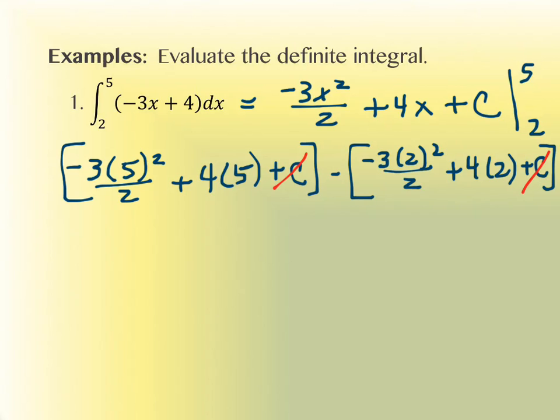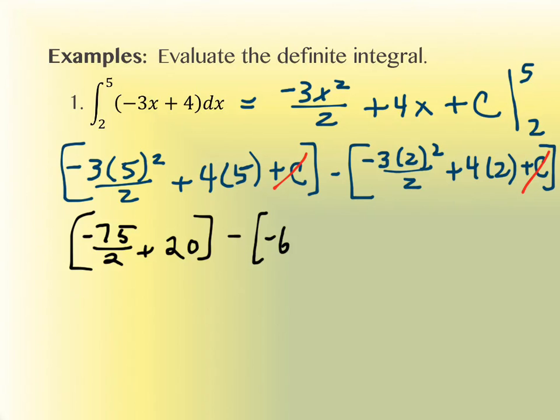All right, so what happens when we evaluate at the x value of 5? 5 squared is 25, times 3 is 75, so negative 75 halves plus 20. You can turn that into decimal form if that makes you feel better. And then I have 2 squared. 4 times 3 is 12, divided by 2 is 6. So this is negative 6 plus 8.